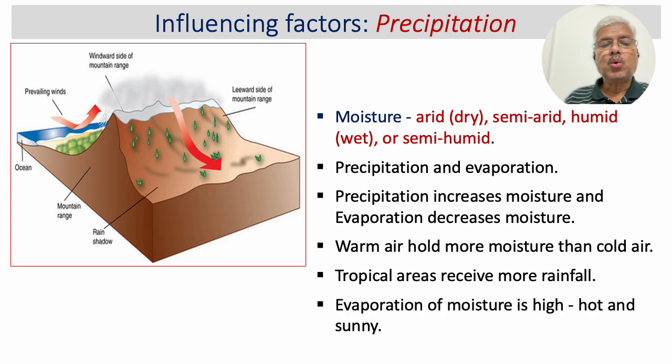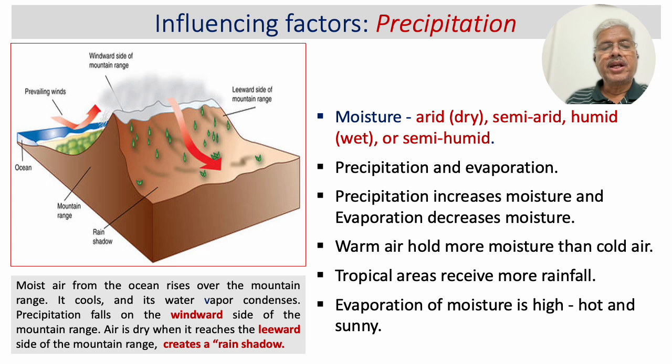Moist air from the ocean rises up over the mountain range. As the air rises, it cools and its water vapor condenses. Precipitation falls on the windward side of the mountain range. The air is dry when it reaches the leeward side of the mountain range, so there is little precipitation there. This creates a rain shadow area.